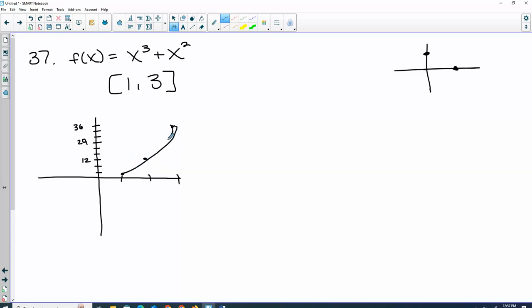Oh, I missed my point. I missed it again. I don't know, my depth perception is off today.